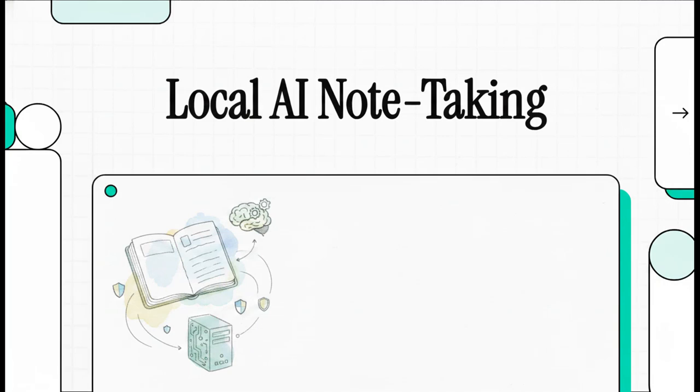Okay, let's dive into this. Welcome to today's Explainer, where we're exploring one of the most exciting shifts happening right now in personal productivity. We are talking about the move away from the cloud and the complete reclamation of your personal data. Seriously, we're going to look at how to build a fully local AI-powered note-taking system.